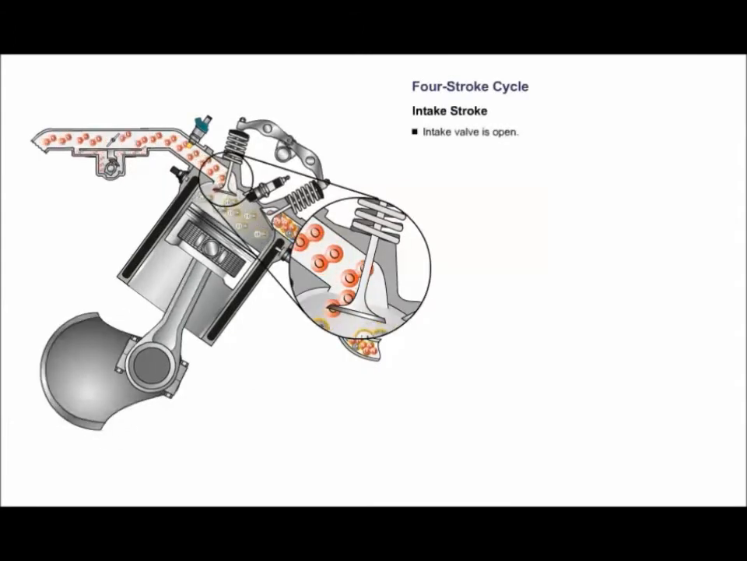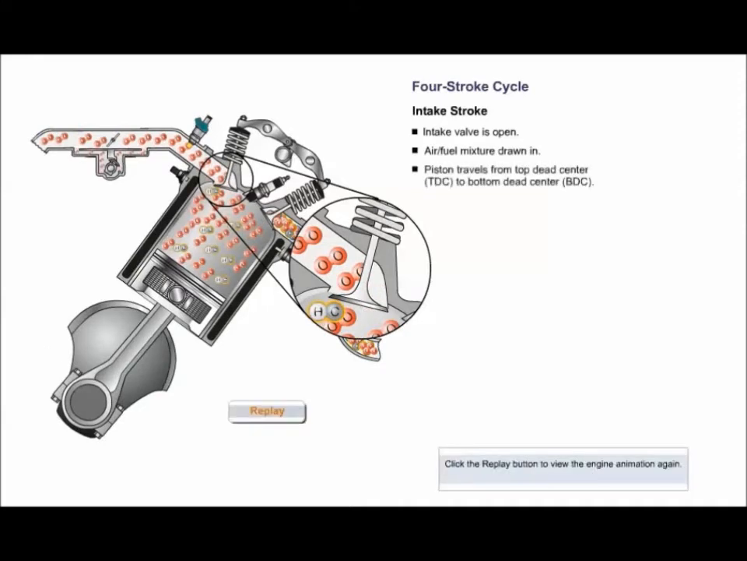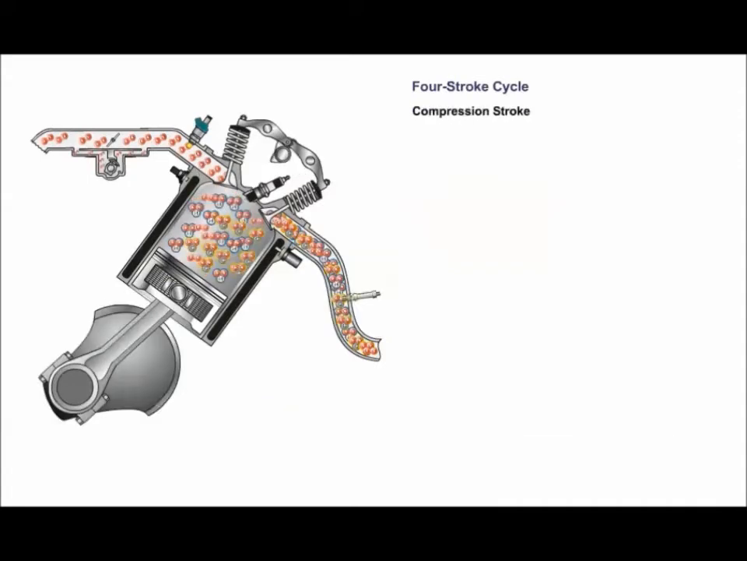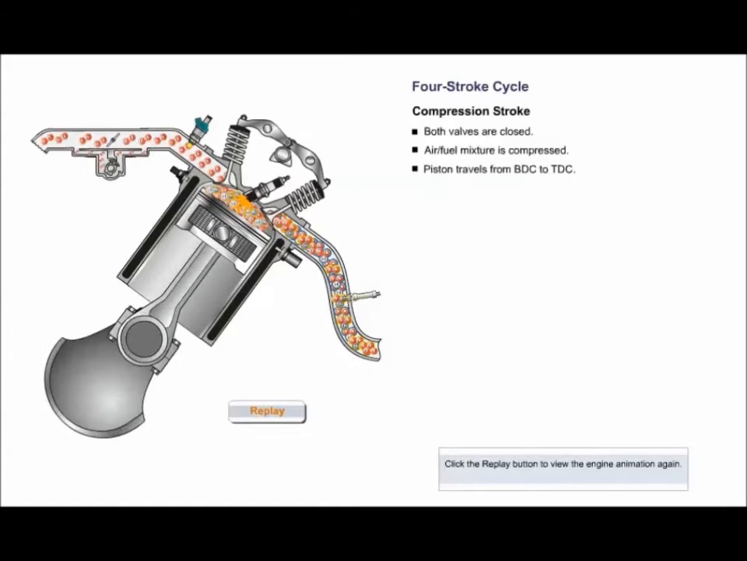During the intake stroke, the intake valve is open and the air-fuel mixture is drawn into the combustion chamber as the piston moves from top dead center to bottom dead center. On the compression stroke, the intake and exhaust valves are closed and the air-fuel mixture is compressed as the piston moves from bottom dead center to top dead center.